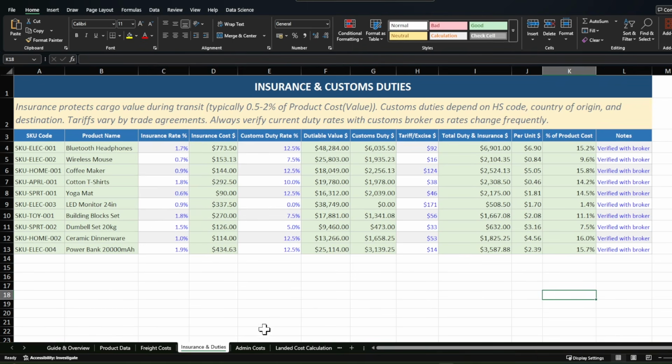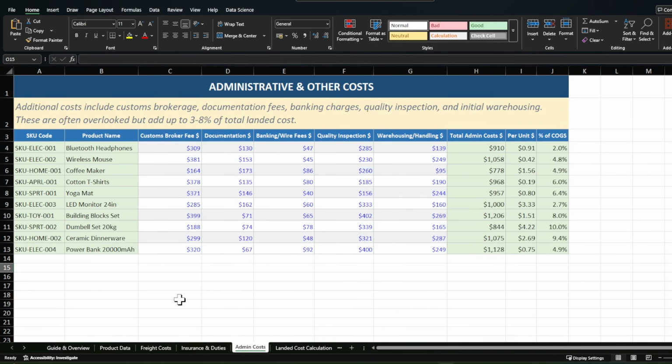Let's move to another cost, which is admin cost. These admin costs are things like brokerage, documentation fees, challan charges, banking charges, some QA as well. And sometimes you need to do warehousing for a short period of time. Let's say you are receiving your material in the evening, correct? But QA is going to happen in the morning. So you need to store your product in some warehouse for a short period of time, and that charge you need to pay.